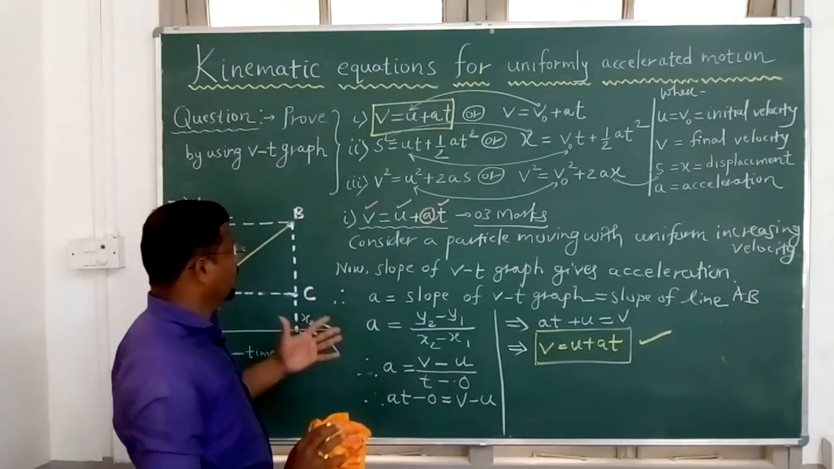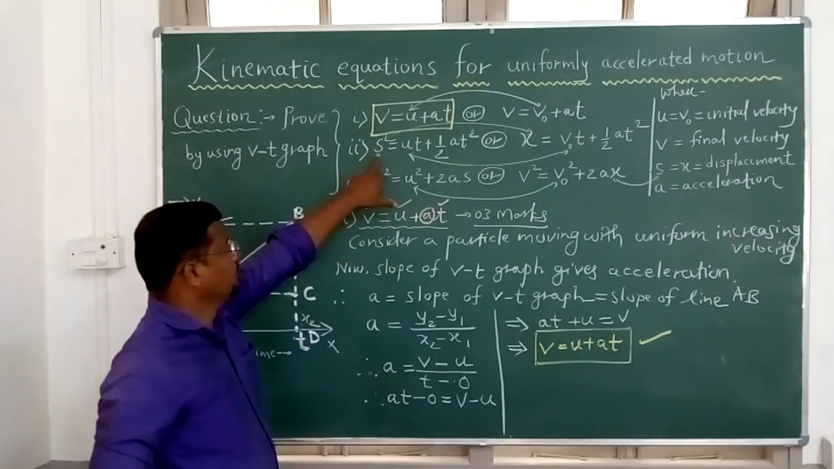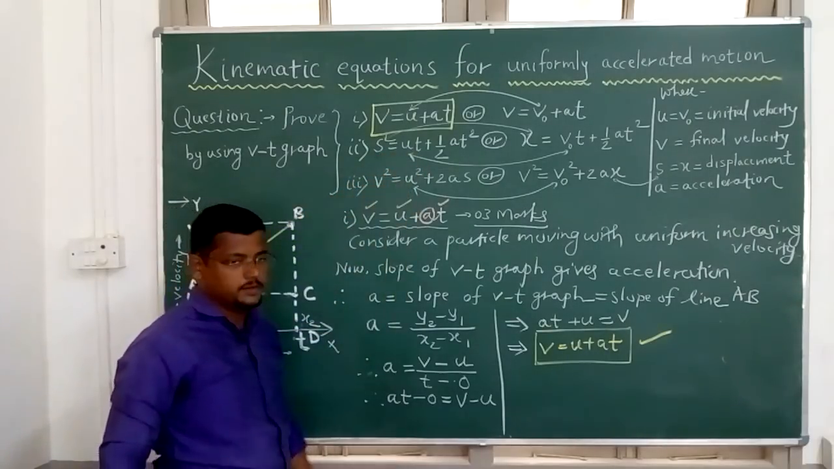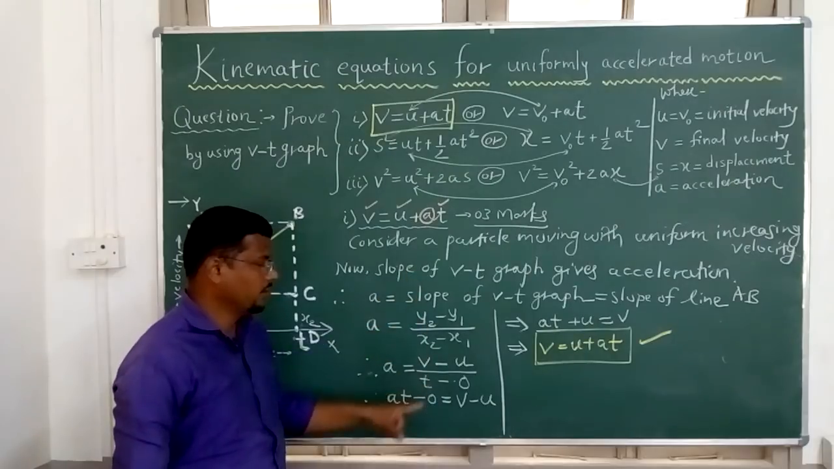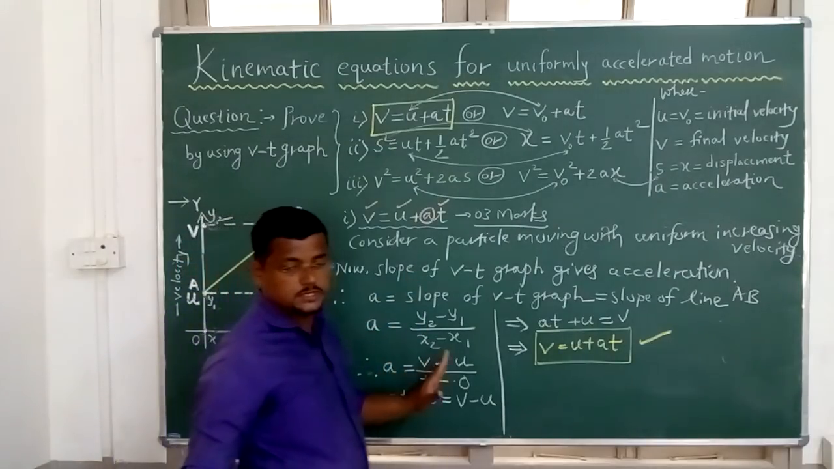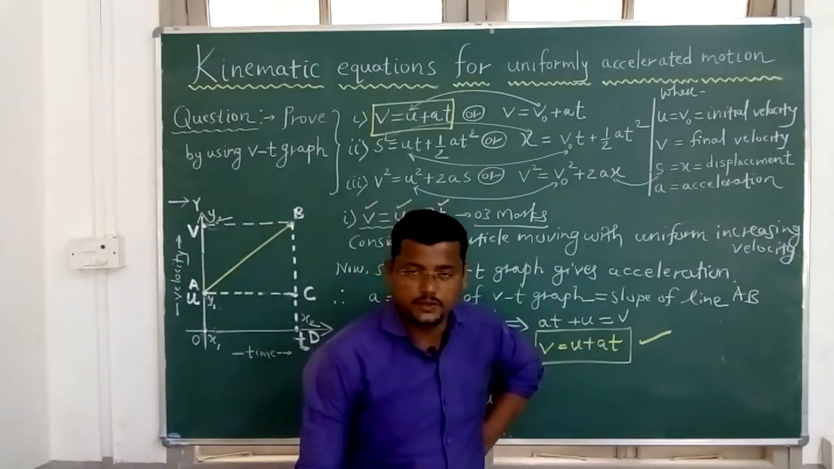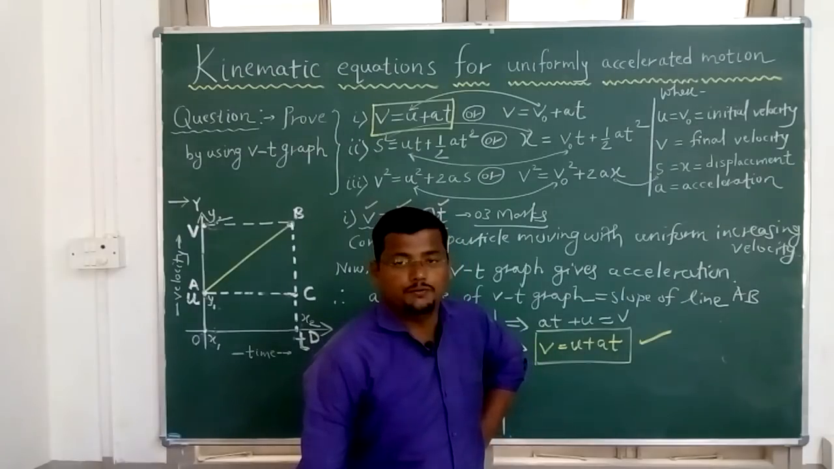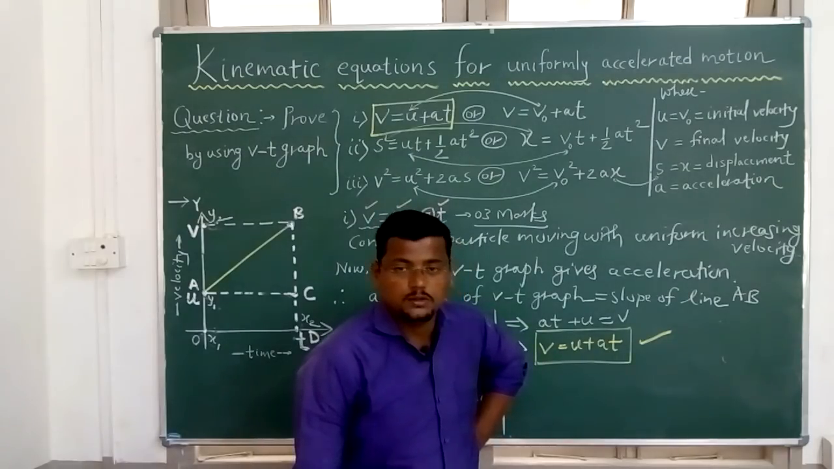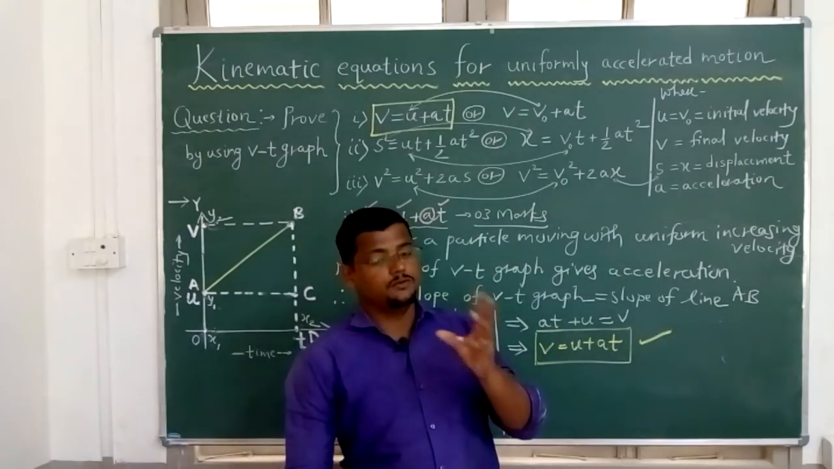Now we'll go for the proof of the second one, which is s equal to ut plus half at square. I hope you understood this. In the first class, you found the acceleration from the VT graph. Why did you find the acceleration from the VT graph?